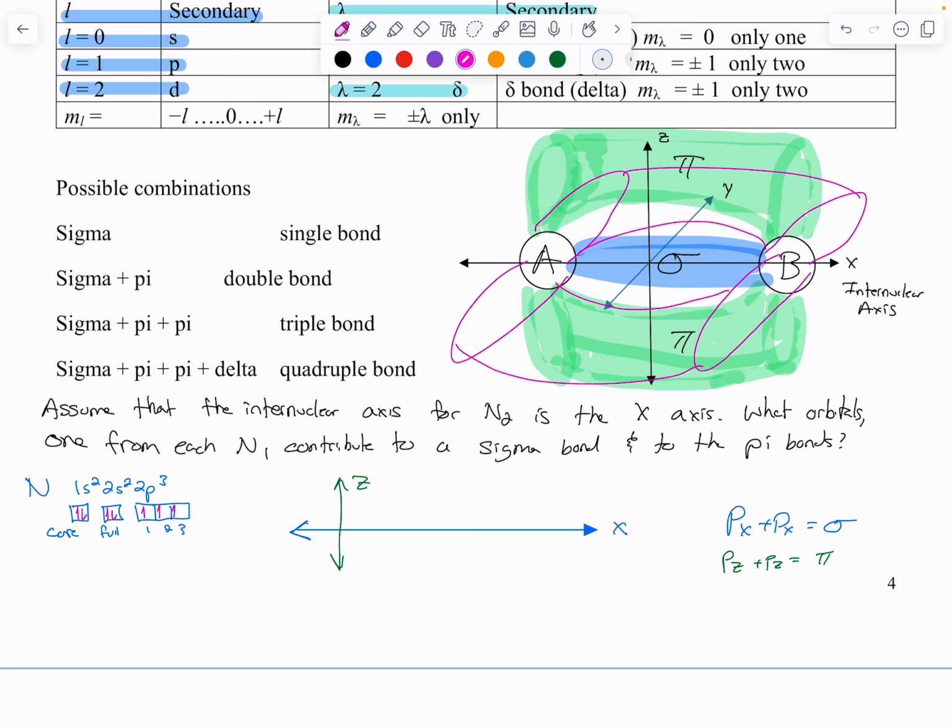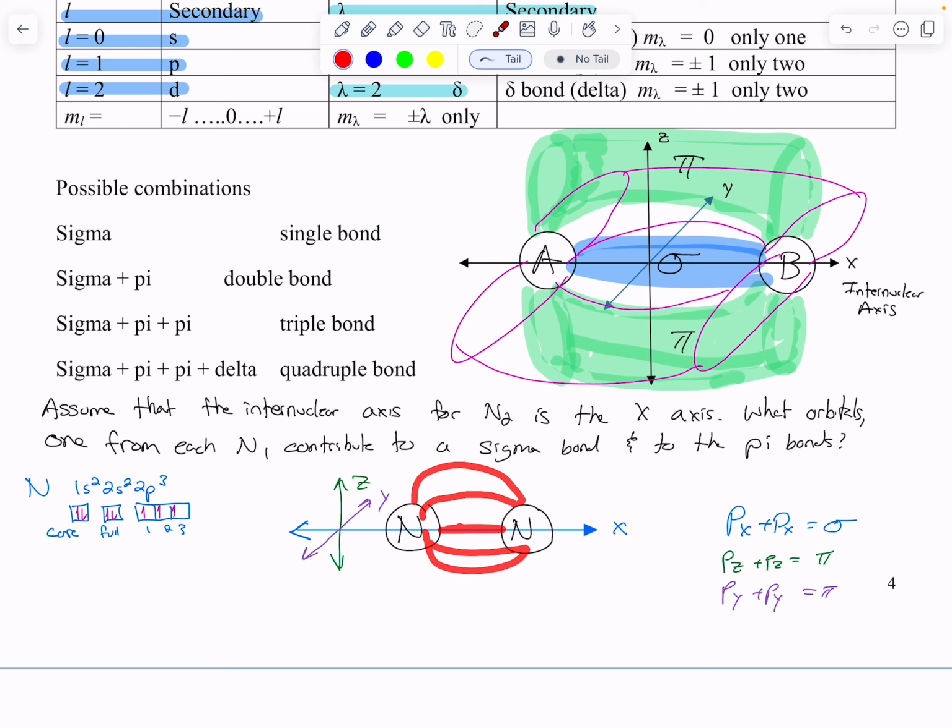And then we have y, so it means py plus py can be a pi. All right? And so we have the sigma on the axis, because you'd have two atoms of nitrogen. You have N1 and N2. The sigma would be right here. You'd have one pi above and below. And then you have the other one on the sides. So that's how it kind of would work.